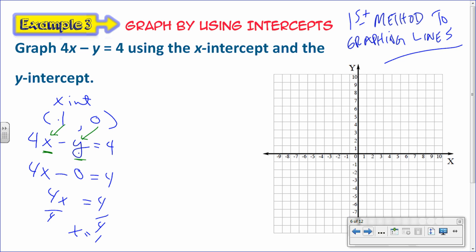Okay, so plot that point. 1 and 0. I know it has to be on the what? Because it's the x-intercept. Okay, so 1 and 0 right there.